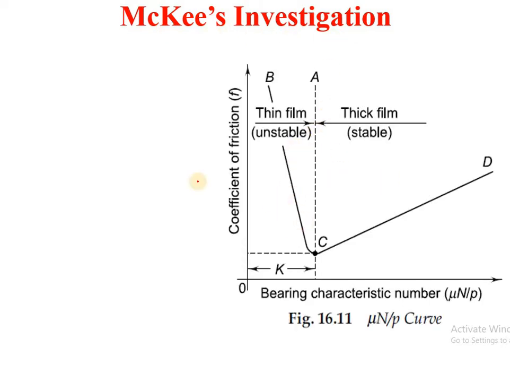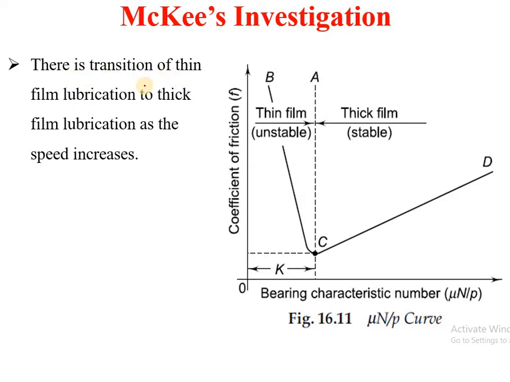While discussing McKee's investigation, this is the diagram, and you can see that there is a transition from thin film lubrication to thick film lubrication as the speed increases. In hydrodynamic lubrication, initially there is a thin film, and as the speed of the journal goes on increasing, it passes to thick film lubrication. This statement can be elaborated by this diagram, the mu n by p curve. This curve is given by McKee.